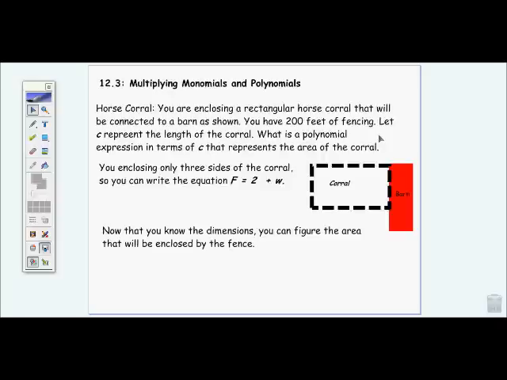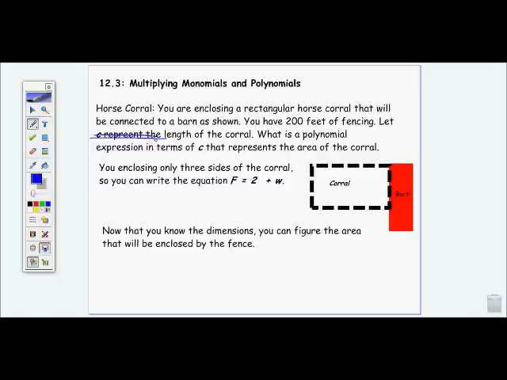So this says, oh, we have a misprint here. This is let C be our variable, and this should say represent. Got a little typo there. Represent the length of the corral. So what is the polynomial expression? Let's go ahead and change that instead. Let's just do L as length. We're used to that. So let's just cross this out.